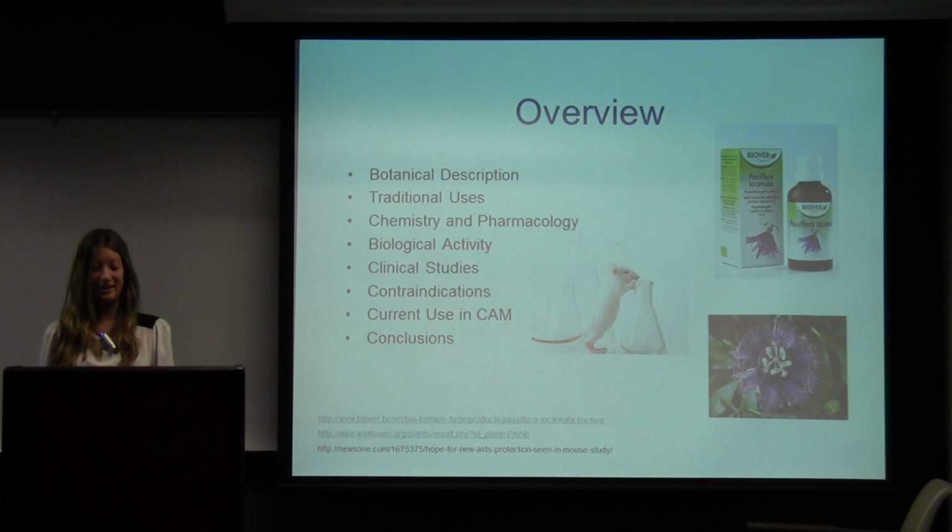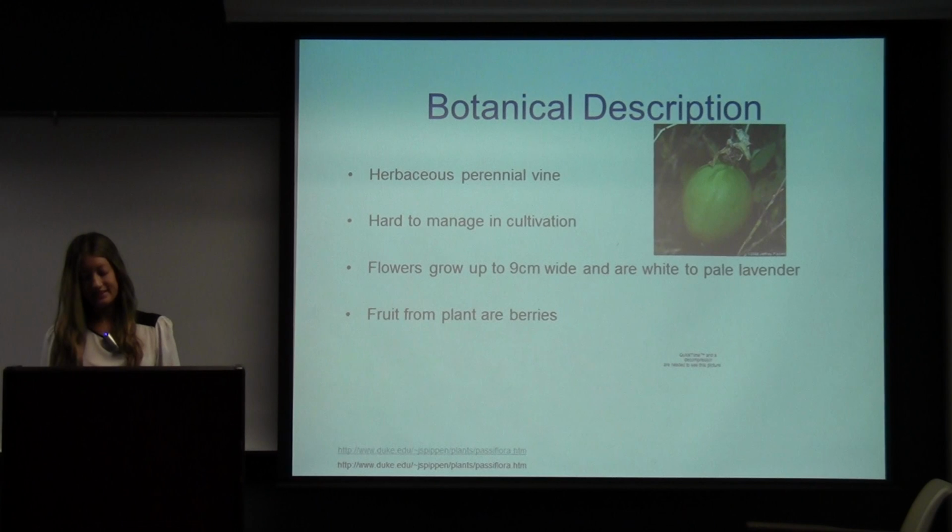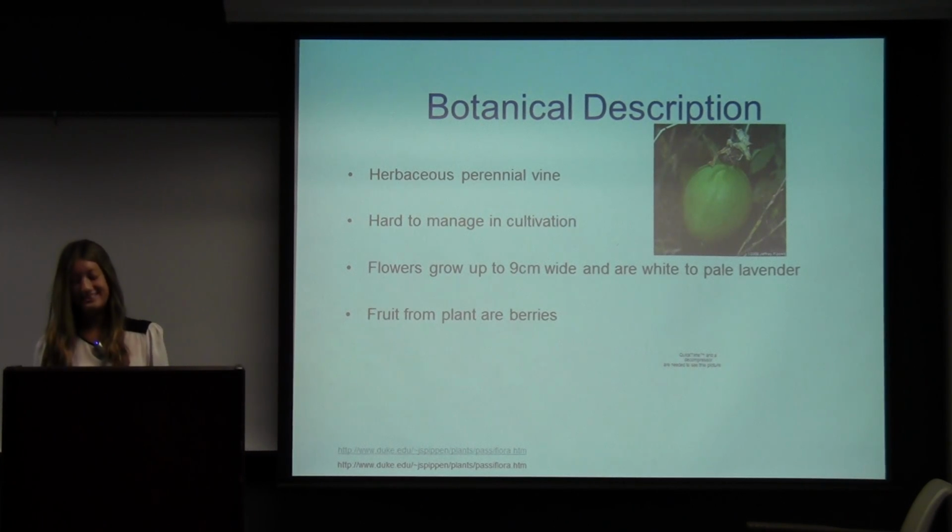and then we'll go into some concluding thoughts. So, as for its botanical description, it's native to temperate and tropical southeastern North America. It's an herbaceous perennial vine, which means that it lives over from one growing season to another. I like to think that it lives up to its name in its growing patterns. It's very passionate and it likes to grow wildly and branch out and spread underground, which also makes it quite difficult to manage in cultivation.